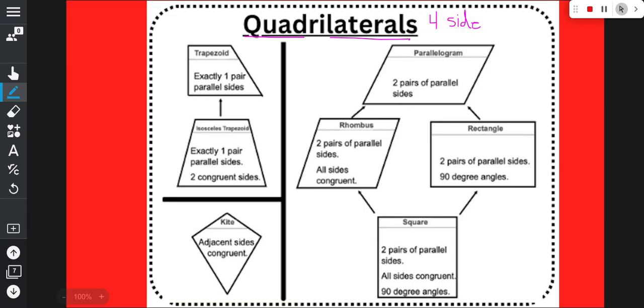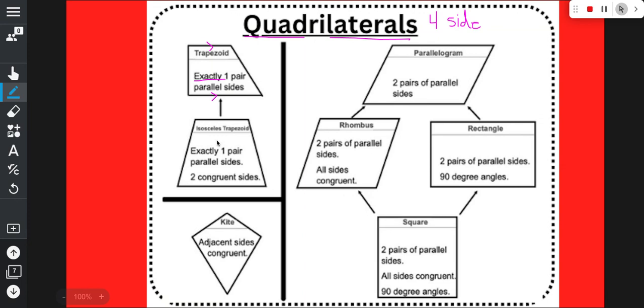So we have 3 different categories that a quadrilateral might fall into. It might fall into the trapezoid family, the kite family, or the parallelogram family. Let's start with the trapezoid family. A trapezoid has exactly 1 pair of parallel sides. Now on a shape, we put little arrows to show where parallel are. So the top and the bottom of this shape are parallel. If I extend these lines forever, they are not going to touch.